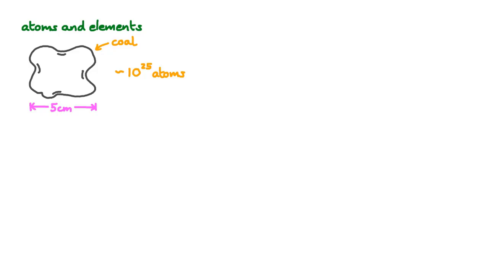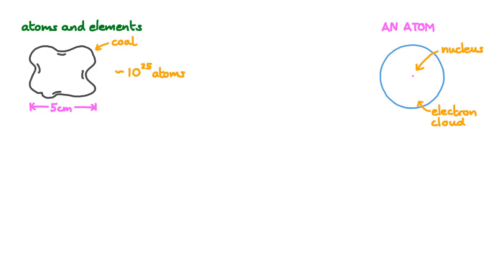Atoms are extremely small. A piece of coal that fits in the palm of your hand contains about 10 million billion atoms. That's 10 to the power of 25 atoms. Every atom is made of a nucleus and some electrons. The nucleus is the densely packed core of an atom containing protons and neutrons, and the electrons fill the surrounding space.